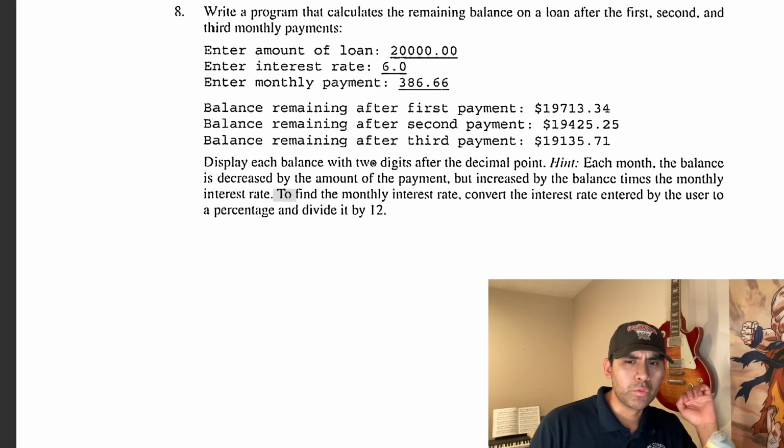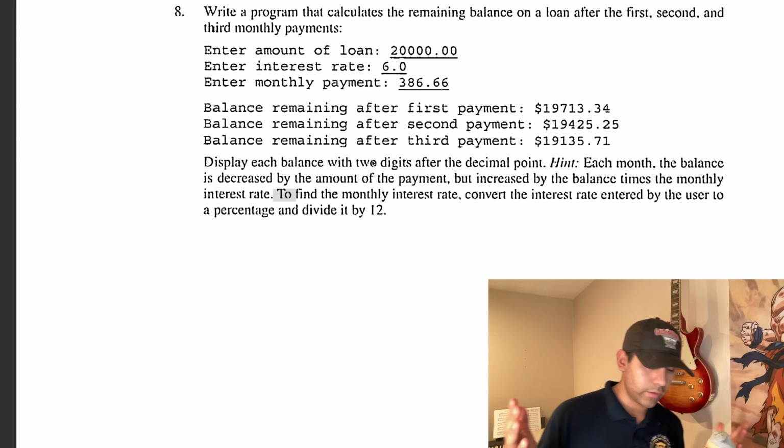Display each balance with 2 digits after the decimal point. Hint: each month the balance is decreased by the amount of the payment. So we have to decrease the monthly payments. Each month the balance is decreased, meaning it's lowered by the amount of the payment, but increased. So minus the monthly payments plus balance times the monthly interest rate. So balance times monthly interest rate.